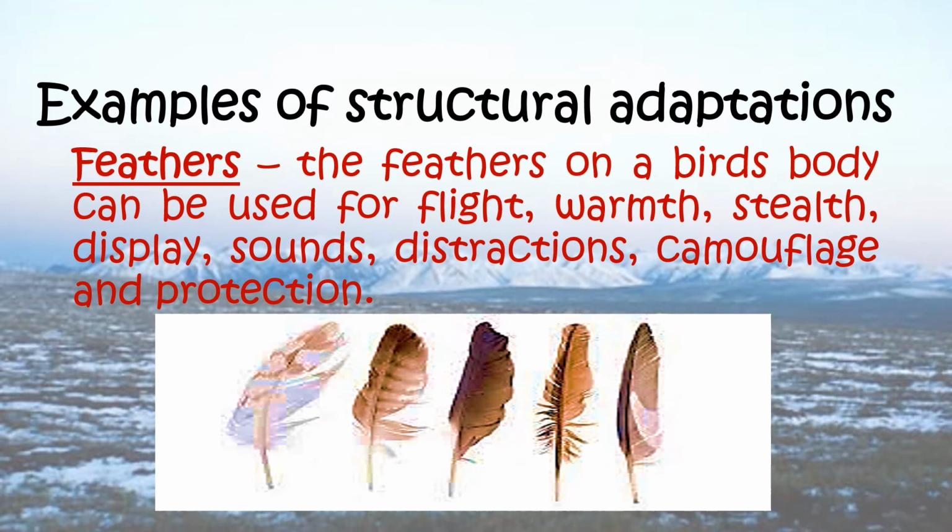Examples of structural adaptation. Birds have feathers, and their feathers can be used for flight, warmth, stealth, display, sounds, distractions, camouflage, and protection. Birds usually have 6 kinds of feathers, depending on what they use it for. For example, a penguin's feather is very different from the ones that an eagle has, simply because penguins need it to protect themselves from the cold weather and to seal their body heat when they dive into the water, while eagles need their feathers for flight, for warmth, and for stealth.